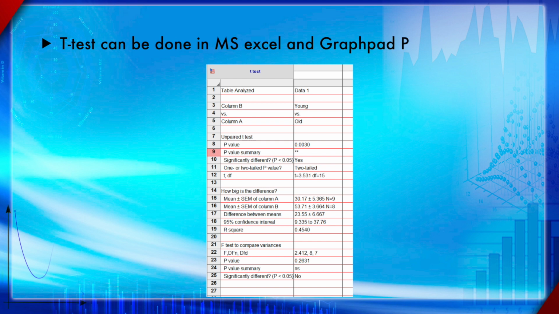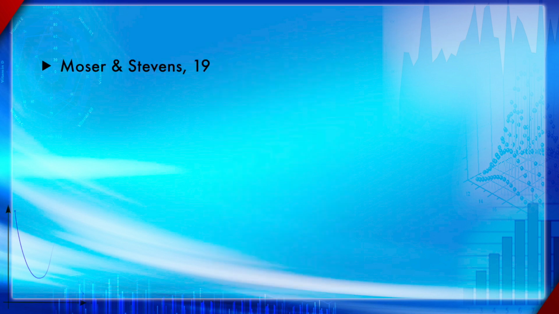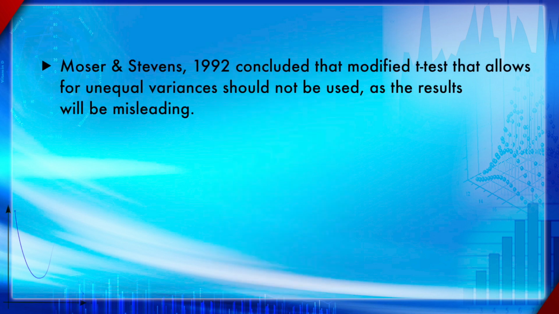The t-test can also be done in Microsoft Excel and GraphPad Prism. We will explain that at more length in module number 18. Moser and Strauss in 1993 concluded that the modified t-test that accounts for unequal variances should never be used because the results will be misleading. That paper still stands. So my recommendation is never to go with Excel's option that assumes unequal variance. That is not the right way.